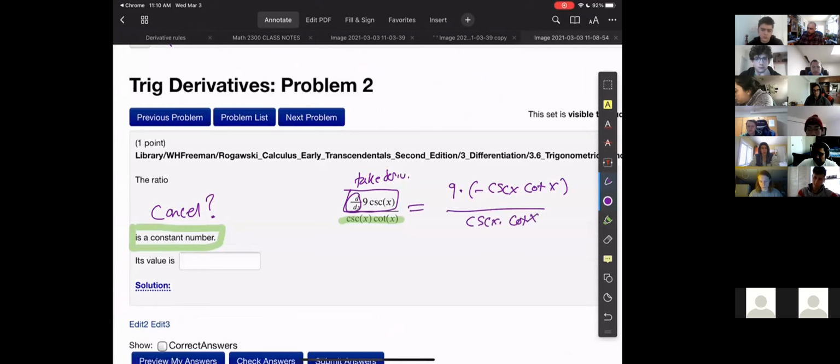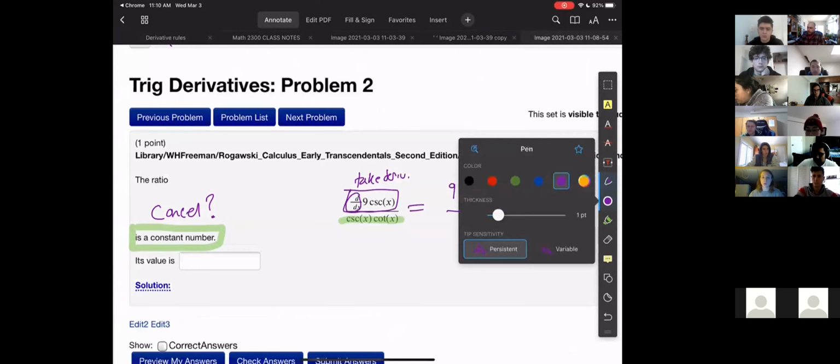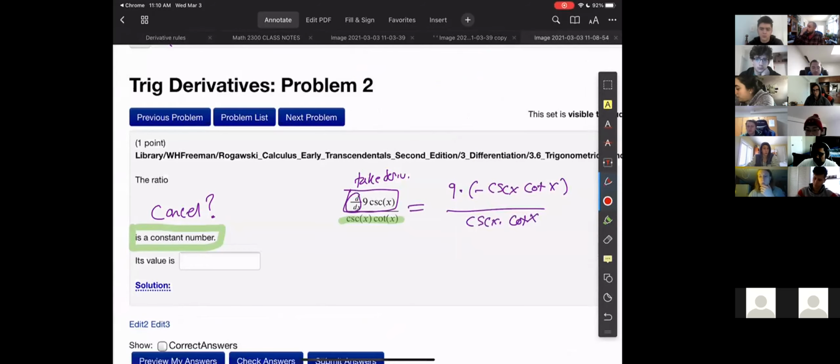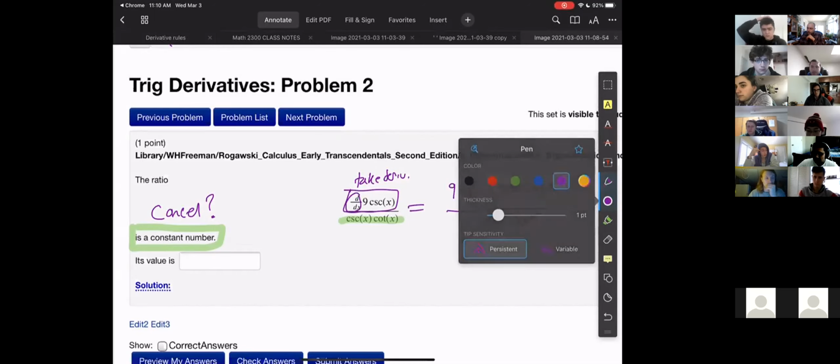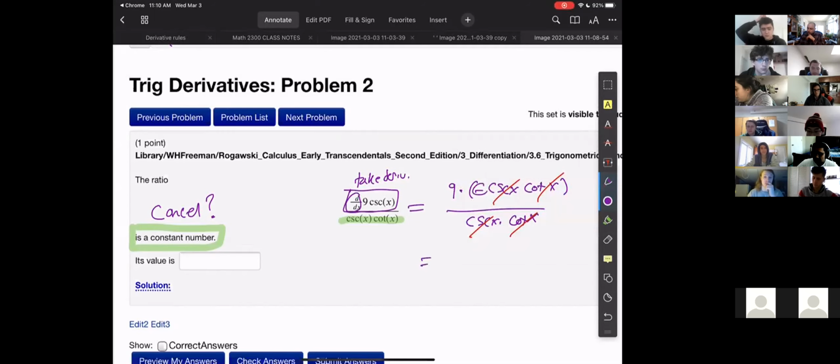So what happens here, Gregor? Gregor asked this question. What happens here now? So cosecant times cotangent cancels with the bottom denominator, leaving you with -9. Right. Yeah, so the negative sign ends up with the 9, and we end up with -9 on that one. I completely missed that. Thank you.